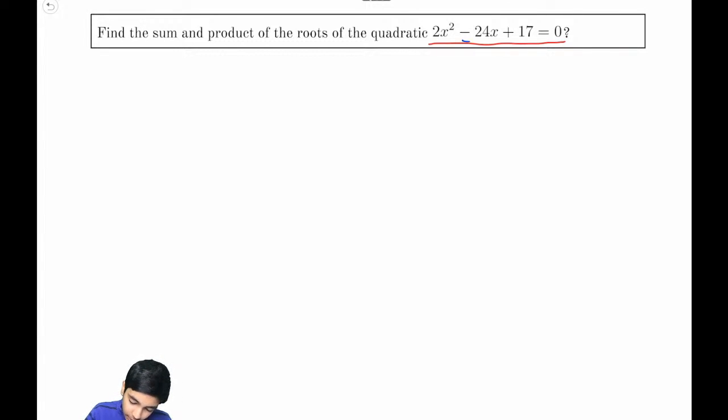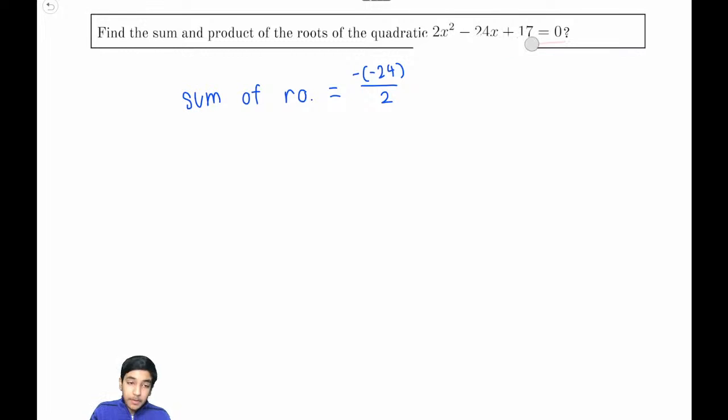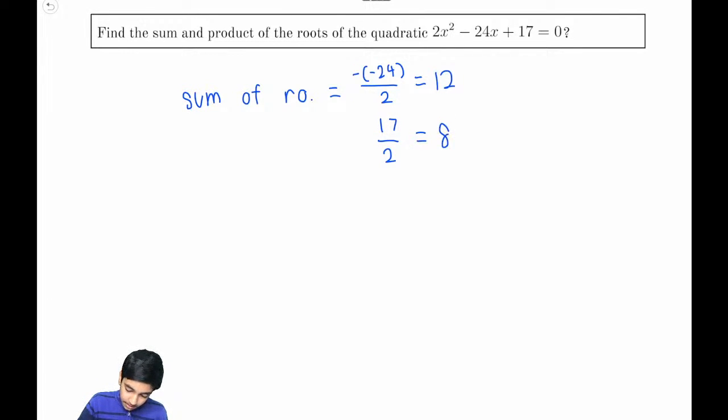So what we do is we do negative of this coefficient divided by this coefficient. So the sum of the roots is going to be equal to negative of negative 24 divided by 2. Remember, if you're having trouble remembering it, the sum of the roots is a negative of the x coefficient divided by the coefficient of x squared, and the product of the roots is a positive of the constant coefficient divided by the coefficient of x squared. So the sum of the roots is going to be 12. And the product of the roots will just be equal to 17 over 2, or 8.5, because the product is going to be the constant coefficient divided by the x squared coefficient.